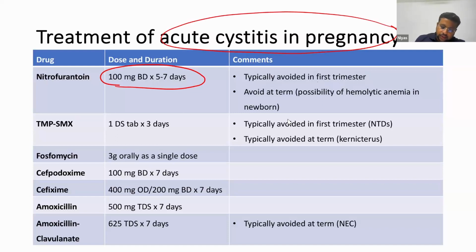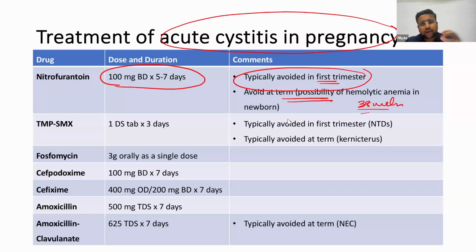The only thing is that you may avoid nitrofurantoin in the first trimester due to some teratogenic effect, not a very high kind of risk, but if you have alternative agents, it is better avoided in the first trimester and also at term. Term means that it's more than 38 weeks the patient is, or a delivery is expected, because nitrofurantoin is known to cause hemolytic anemia in the newborn. So at term and in the first trimester, better avoid.